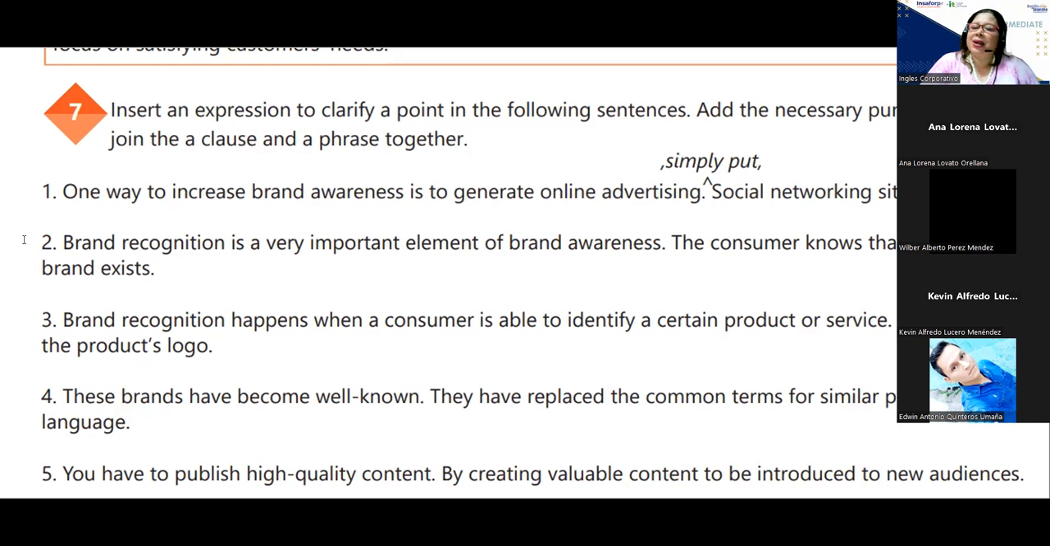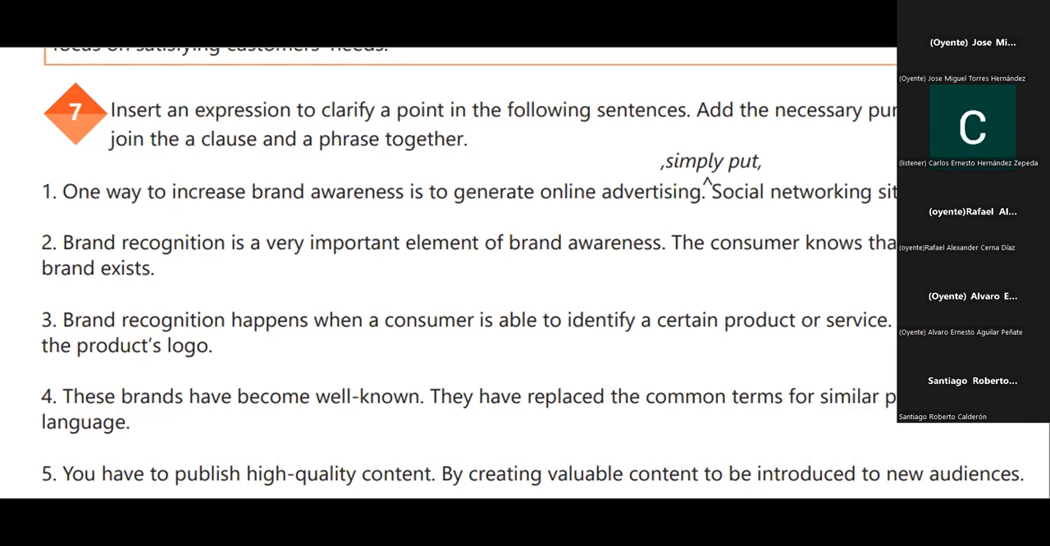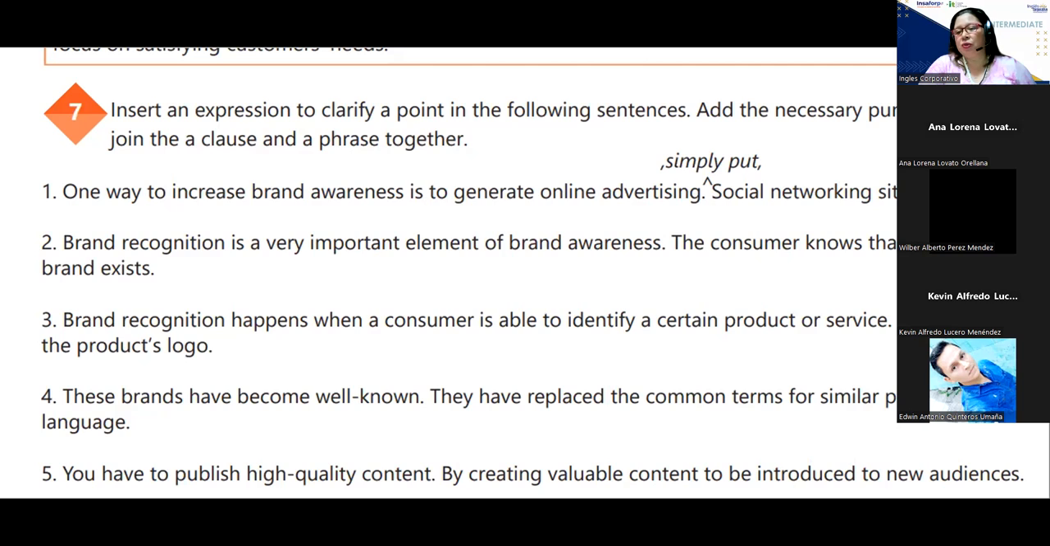Now, number two. I will ask for someone who reads it, okay? Let's see, please, do you mind reading number two, Lorena? Okay, teacher. Brand recognition is a very important element of brand awareness. In other words, the consumer knows that a particular brand exists.